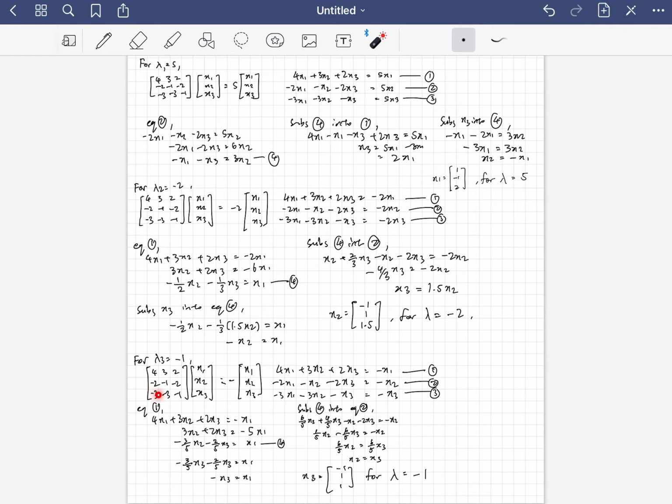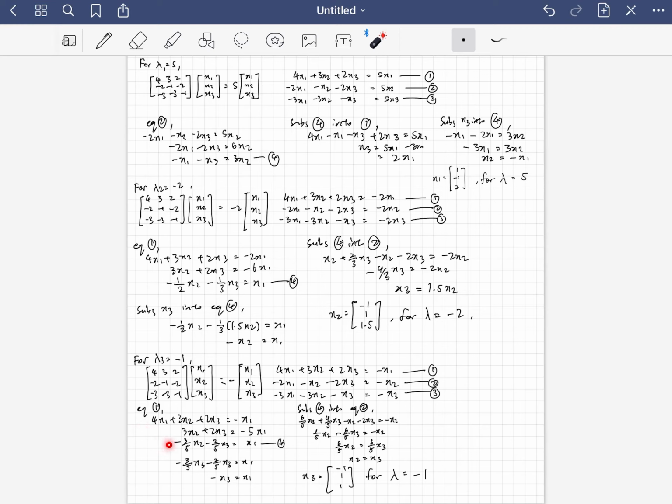Same, rewrite the matrix and expand the equation. 4x1 plus 3x2 plus 2x3 equals negative x1. Negative 2x1 minus x2 minus 2x3 equals negative x2. Negative 3x1 minus 3x2 minus x3 equals negative x3. And I label them equations 1, 2, and 3.